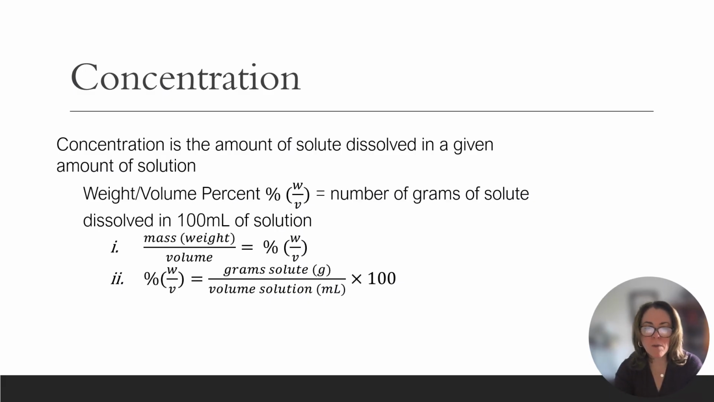Okay, so just a reminder of what concentration is. Concentration is the amount of solute dissolved in a given amount of solution. Here we are looking at weight volume percent, and this is the number of grams of solute dissolved in 100 mils of solution. So the equation would be the grams of solute divided by the volume of solution in milliliters, and of course, since this is percent, we are going to multiply by 100.